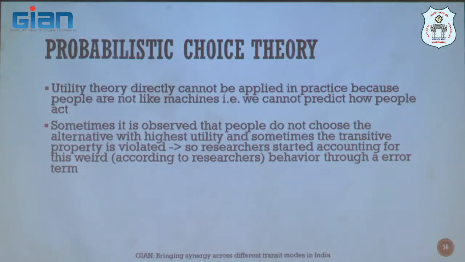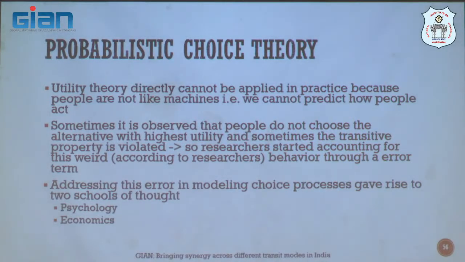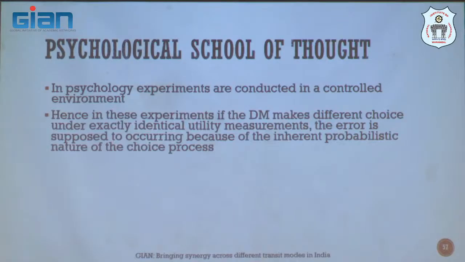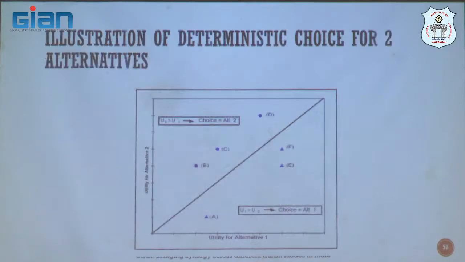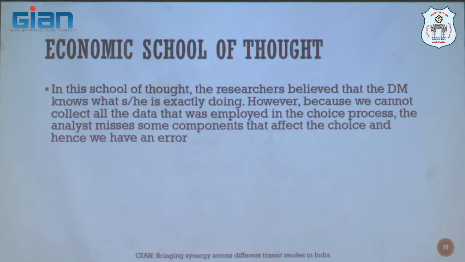There are two schools of thought that come from this. In psychology, they blame the people. They say decision makers don't know how to make choices, so they make wrong choices. The model is perfect; they are the ones who don't know. People in economics are a little more humble. I don't know if that's truly the case now, but anyway. There they say the decision maker knows why they are choosing what they are choosing. It's because my model is not perfect and I am not able to figure that out. So it's error on my part.